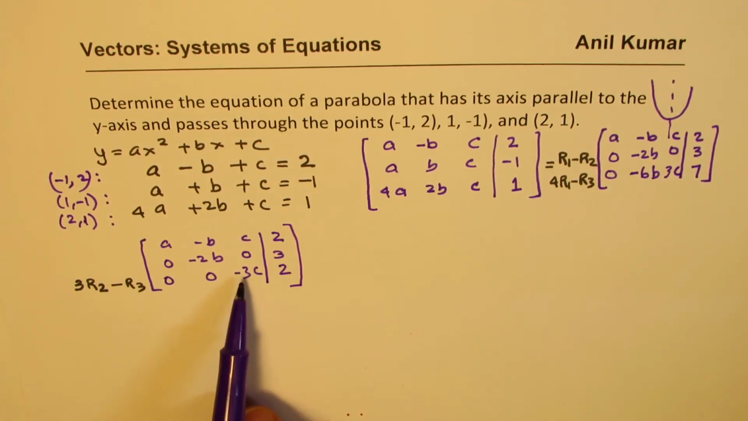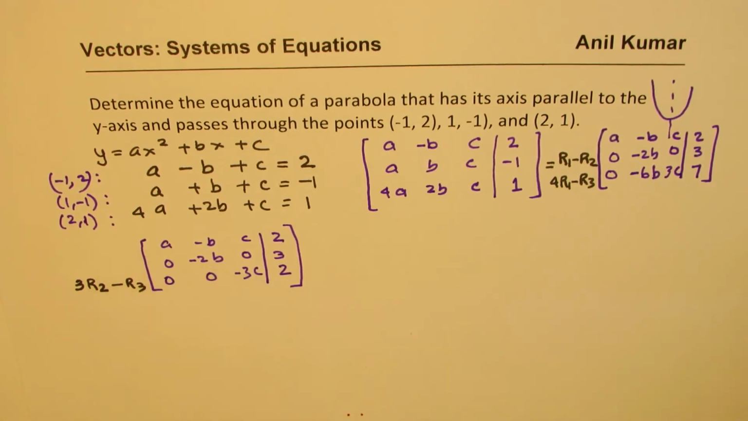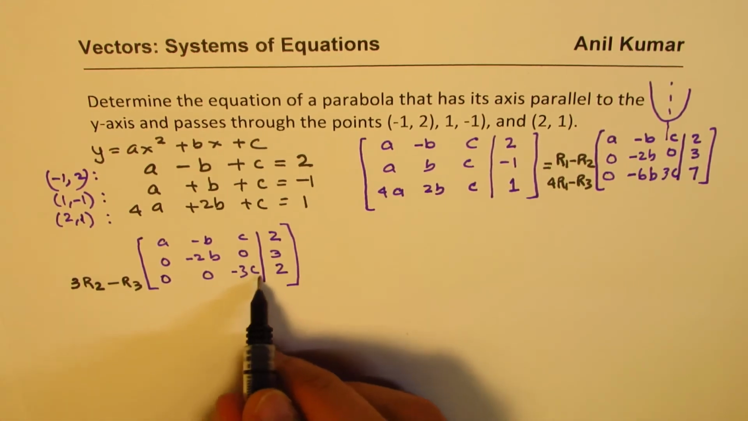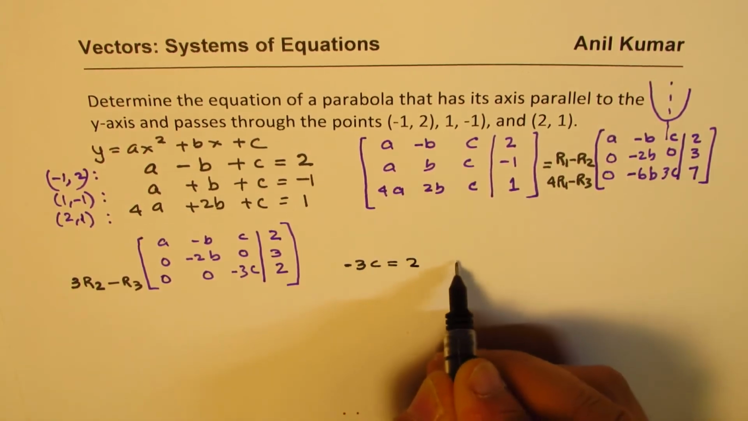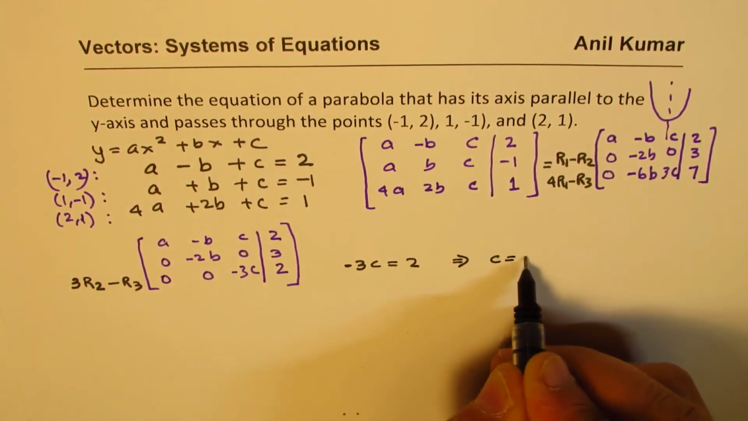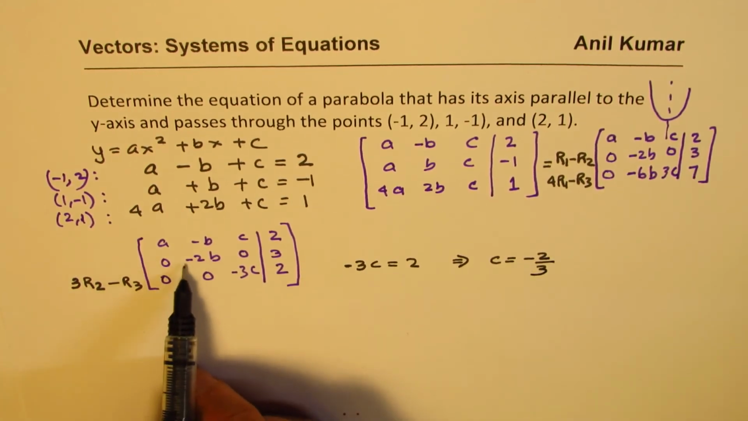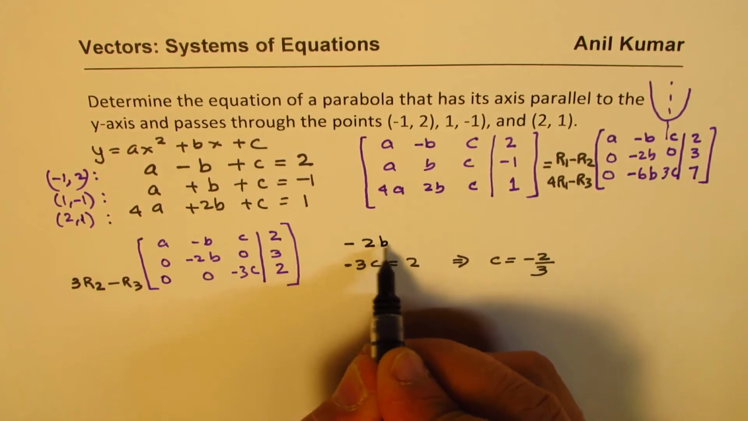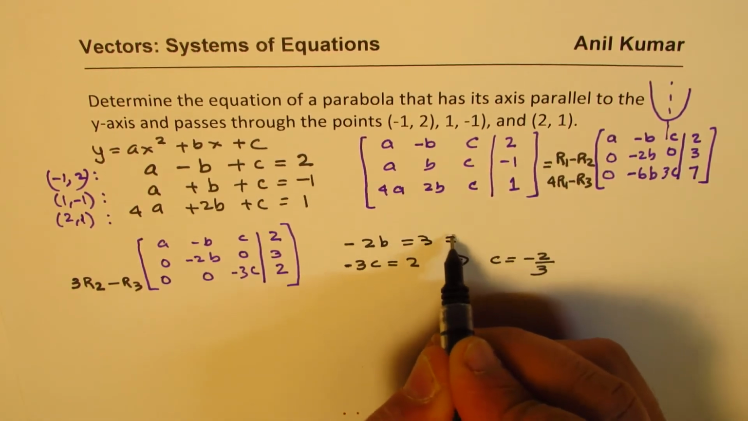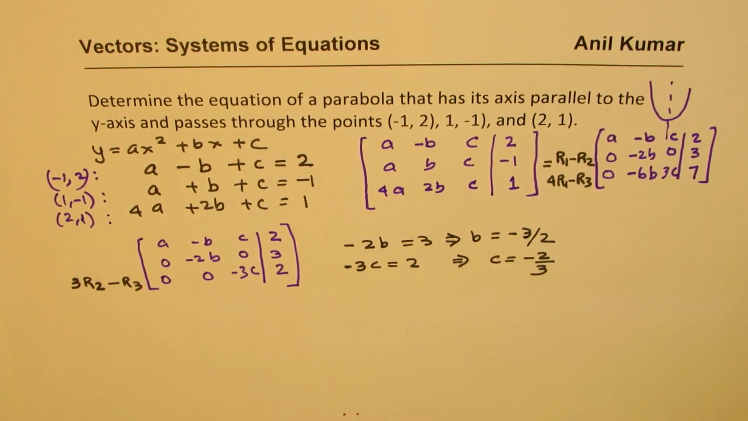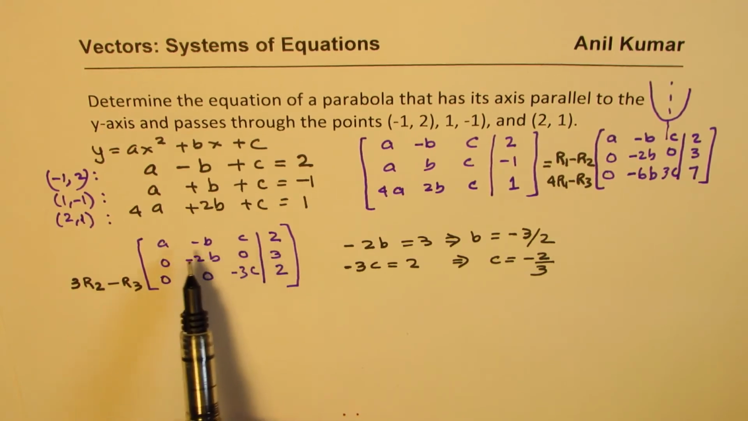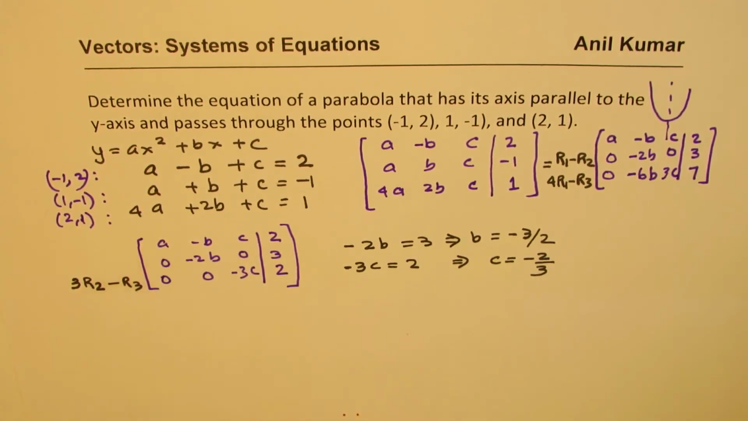Now from here we can find the values of A, B and C. You get the idea, right? So this one gives you minus 3C equals to 2, and that means C is equals to minus 2 over 3. Clear? Now this equation gives you minus 2B equals to 3, and that gives you that B is equal to minus 3 over 2. Now we know the values of B and C. So from the first equation, substituting B and C, we can find what A is, right?